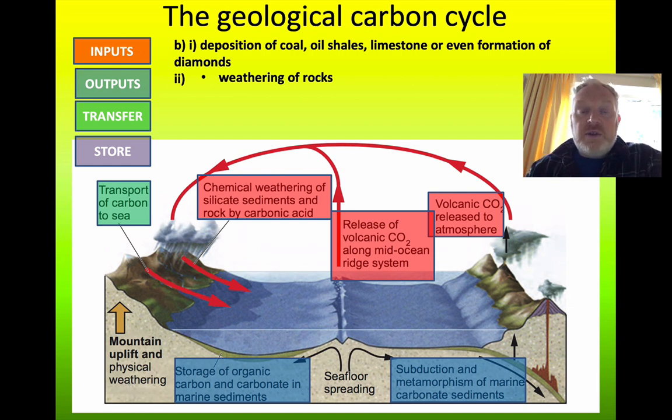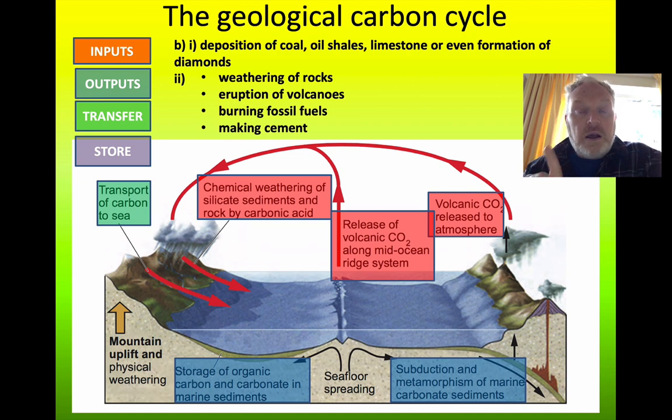Where this carbon comes from, then, we've got the weathering of rocks, eruption of volcanoes, and crucially and increasingly the burning of fossil fuels. And it's that I want to think about next. Another one to consider as well is making cement. To make cement, we heat limestone up, we drive carbon dioxide out of it to leave calcium oxide. Cement can be a huge source of carbon dioxide in the atmosphere. Anyway, let's consider this fossil fuel thing.